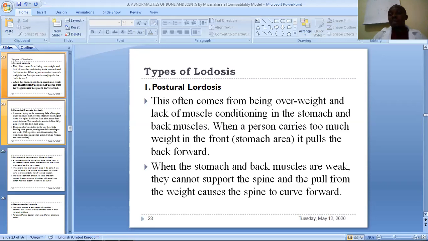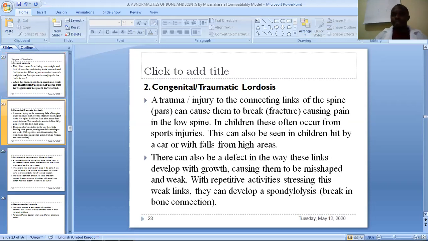So sometimes it can also come as a result of bad posture. So we should really pay attention to our posture as we are standing. There is also congenital or traumatic lordosis, as the term says for itself. Congenital meaning that one was actually born with that abnormality of lordosis. When it comes to traumatic, maybe someone was involved in an accident or there was some trauma of the spine, then eventually something happened on the lumbar region of the spine, then eventually someone develops lordosis.